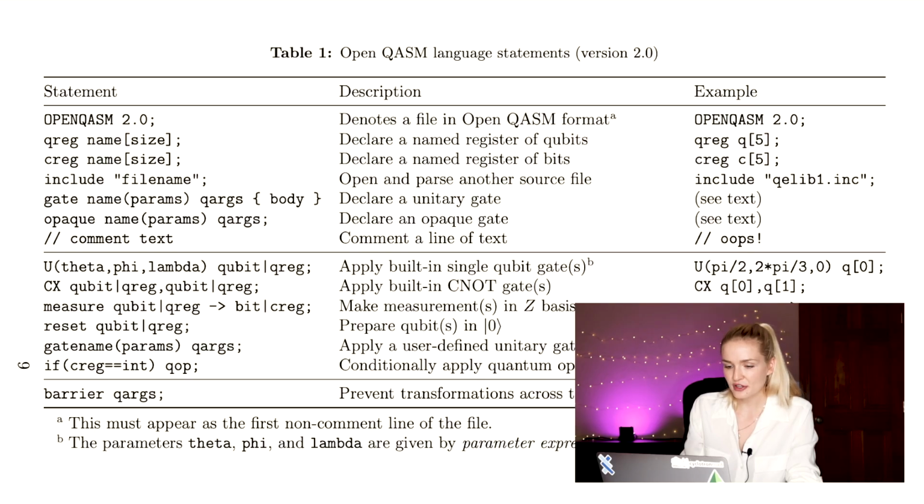For more information on OpenQASM, I'm going to link the original paper down in the description below. There's a few other commands like reset, conditional statements, declarations that you can also use in OpenQASM. So now that we've gotten comfortable with gates, let's code the same thing in Qiskit.